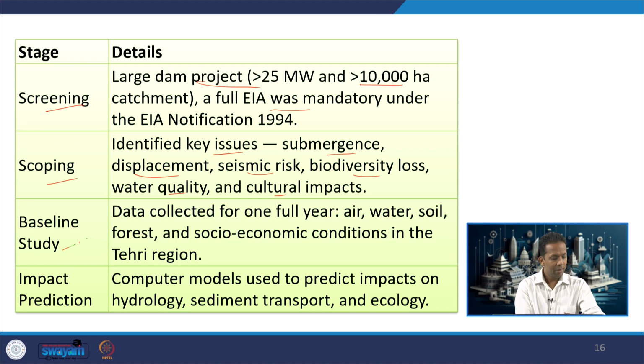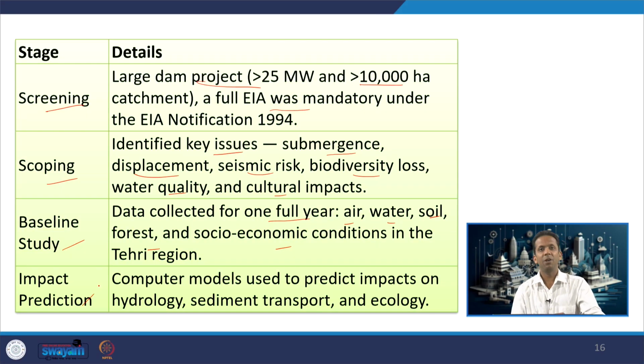Then baseline study, because it is important for scoping and assessing the impact later. So, data has to be collected for one full year: air, water, soil, forest and socio-economic conditions, or the status of people living in that Tehri region, was collected for almost one full year.